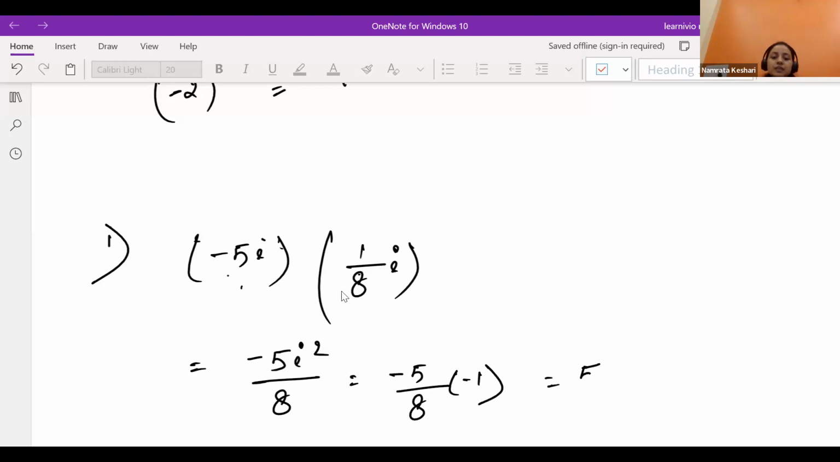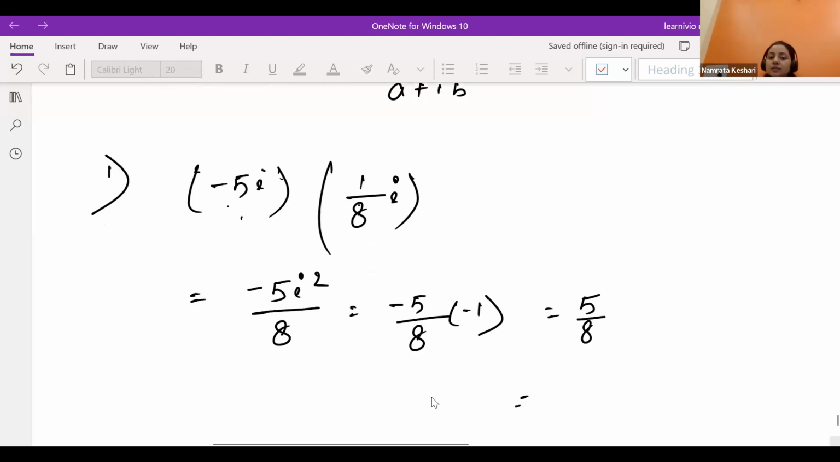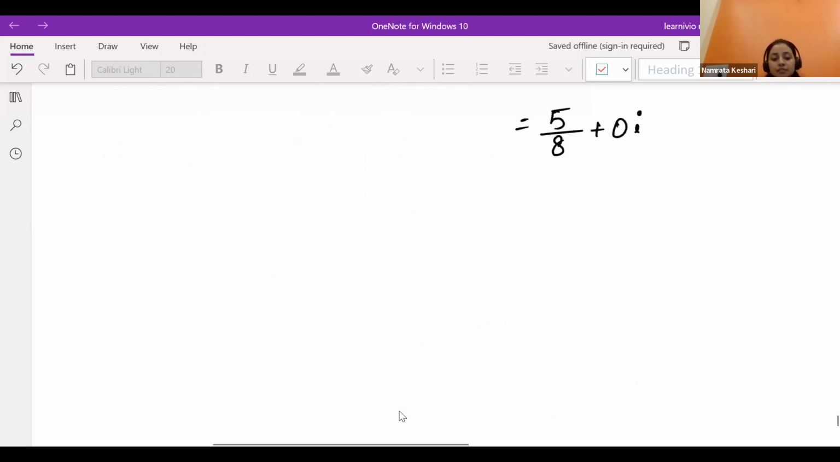So we got 5 by 8. But we want to write it in the form of A plus iB. That's what the instruction says. So we will write it as 5 by 8 plus 0 into i. Here the real part is 5 by 8 and the imaginary part is 0. Is it clear? Is it clear, Ali and Alina? If it is clear, then please do this one.